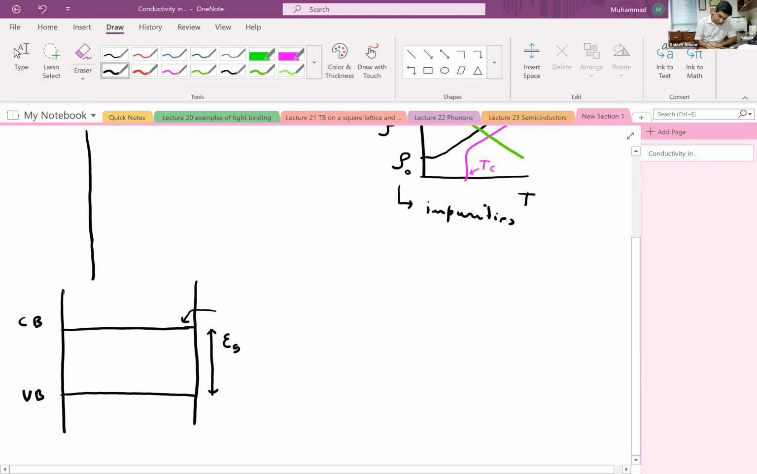The lower edge of the conduction band, let's call this energy EC, and the upper edge of the valence band, let's call it EV. And of course, this material exists at some temperature, so I have holes in the valence band, and I have some electrons in the conduction band.